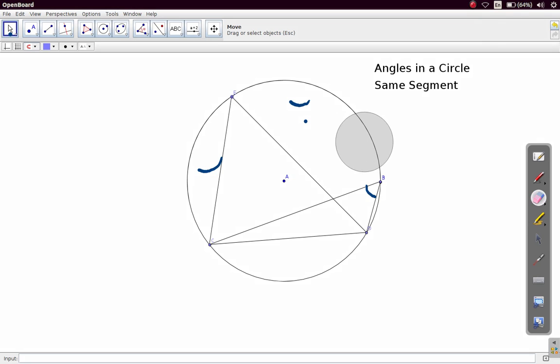So therefore, this angle here and this angle here are always equal. So when two angles are formed at the circumference in the same segment and they both lie on the same chord, then those two angles are always equal as long as they're in the same segment. Alright, we'll look at another property in a different video.